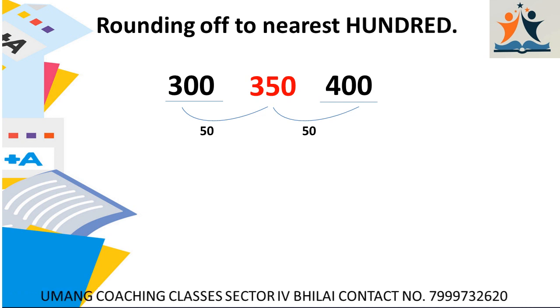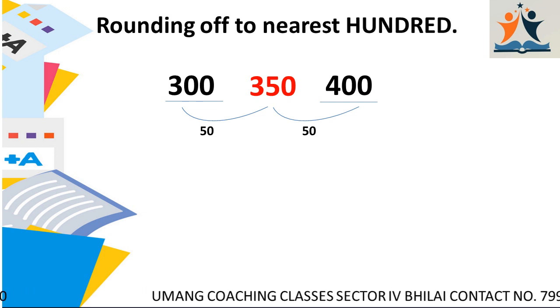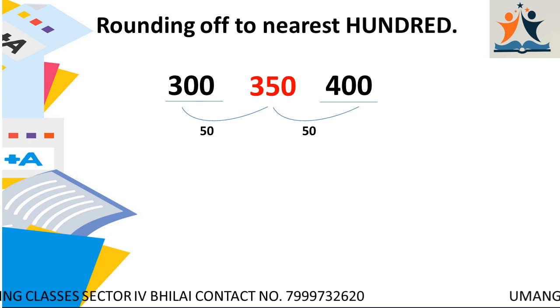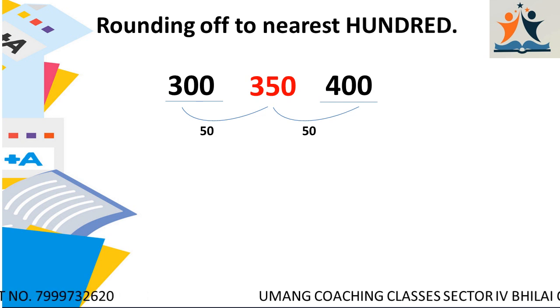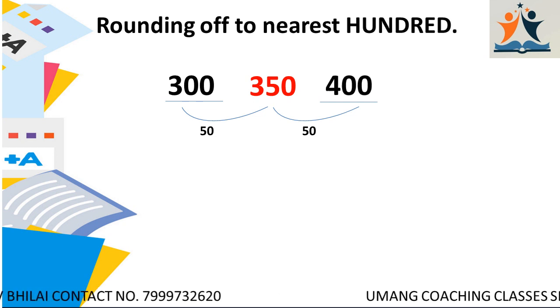In tens, what we have done, we have taken the after tens. So in 100 also we'll take the after 100. So for rounding off to nearest 100 for 350, we'll take 400 as the round figure.